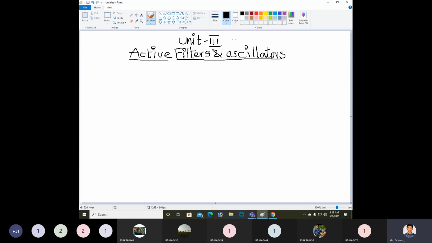Active filters and oscillators. Is the screen visible? Please respond, anyone. Did you see the screen? Yes, sir. Yeah, fine.